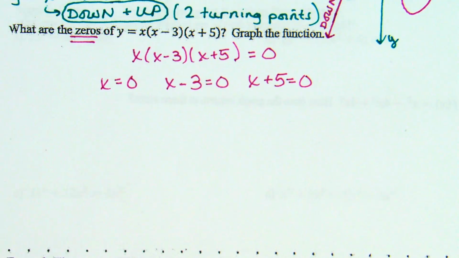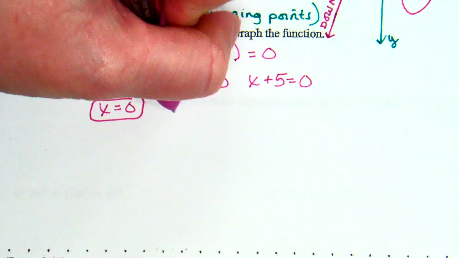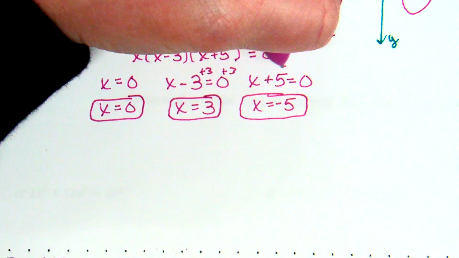Good news is x equals 0 is already solved. X minus 3 becomes x equals 3. And x plus 5 becomes x equals negative 5. What are those I just found? The zeros and also the x-intercepts.